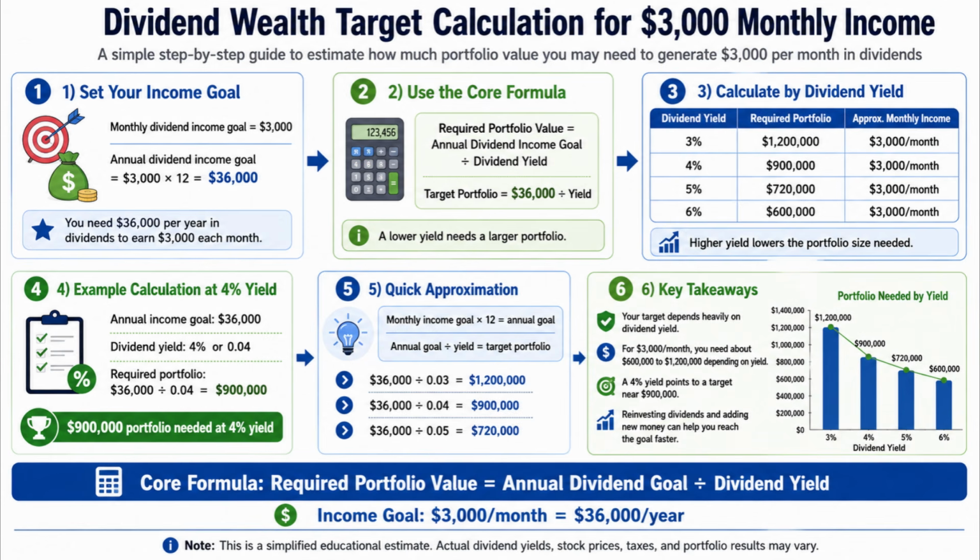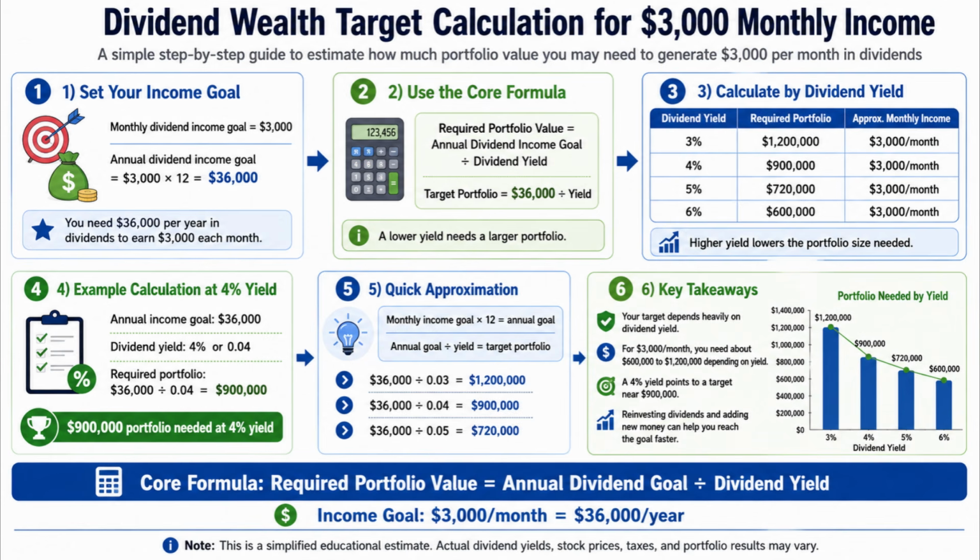Now, let's look at the example calculation using a 4% dividend yield. The annual income goal is $36,000. The dividend yield is 4%, or 0.04. So, $36,000 divided by 0.04 equals $900,000. This means that, at a 4% dividend yield, you may need about a $900,000 portfolio to earn $3,000 per month in dividend income.